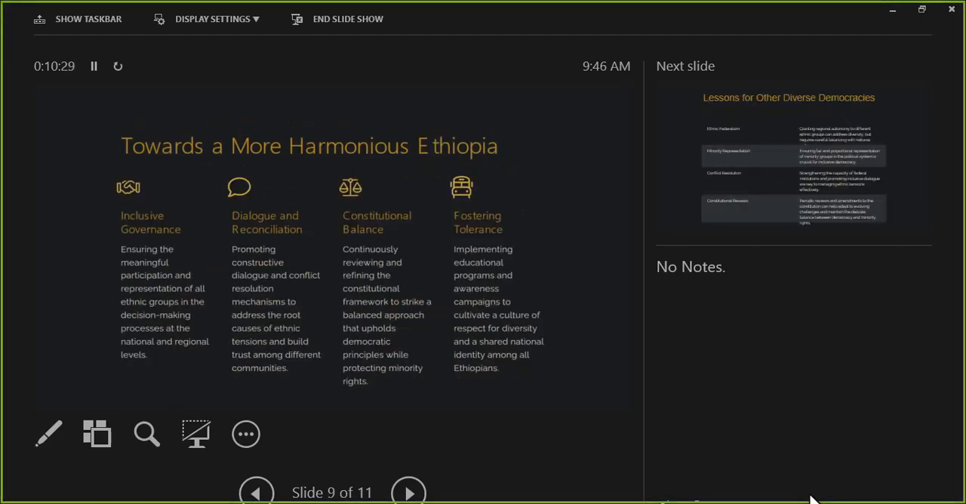Towards a harmonious Ethiopia: inclusive governance, dialogue and reconciliation, constitutional balance, fostering tolerance are very important things to unify Ethiopia. This general idea of our discussion mainly focuses on constitutional issues, balancing and such things to unify Ethiopia. Because of that, still I'm saying unifying.